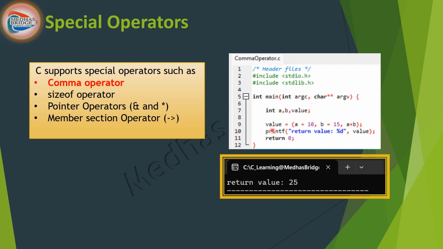Do you see? So in a single statement, I can get it. Otherwise, this becomes: A equal to 10, B equal to 15, and then value equal to A plus B. That is how I would have to write it. Agree?